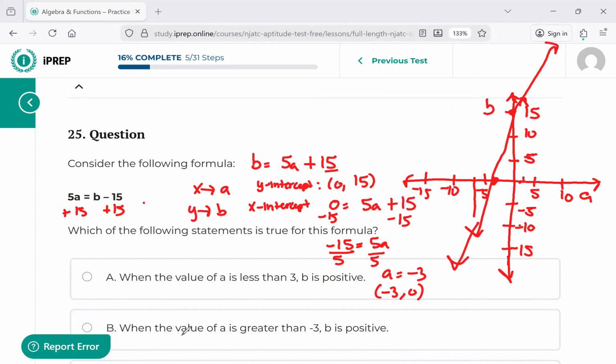What about b? When the value of a is greater than negative 3, b is positive. Here's negative 3. So maybe if you try negative 2, the b's up. Is it always positive? I think so. Here's negative 2, the b's positive. At 0, it's 15. At 5, it's positive. At 10, it's positive. So it's always going to be positive. So this is always true.